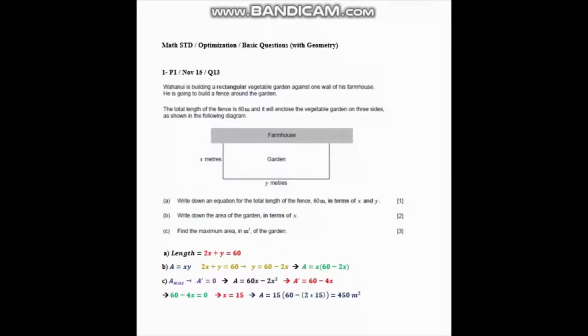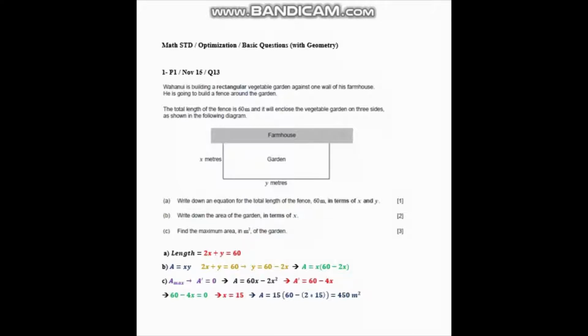In C, we are told find the maximum area of the garden, and we know that the maximum area is obtained by finding the value of x that makes A dash equals 0. So A maximum occurs when A dash equals 0. Hence, I shall first obtain an expression for A dash by differentiating this function right there. I've rewritten it in black here by expansion. I've distributed the x onto the bracket, obtaining 60x minus 2x squared. Hence, A dash equals 60 minus 4x.